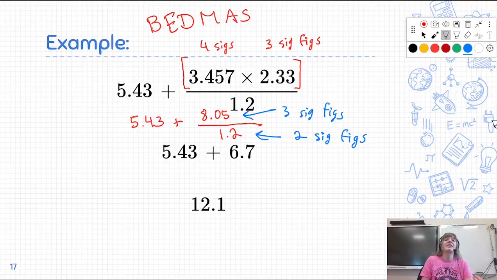Then we need to do our addition. So when we do our addition, remember we're looking for the number of decimal places. So this one has 2 decimal places and this one only has 1. So when we add these together, we have to keep the lowest decimal place available. And that is how we use significant figures.